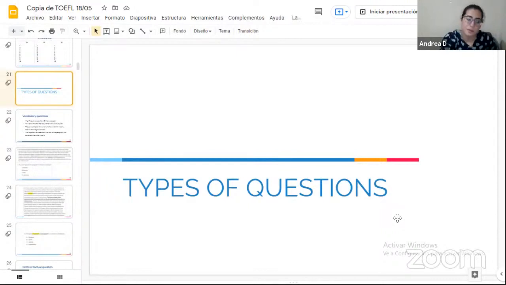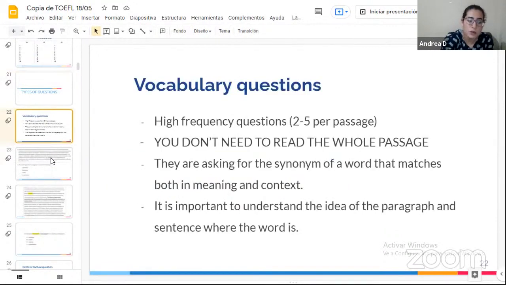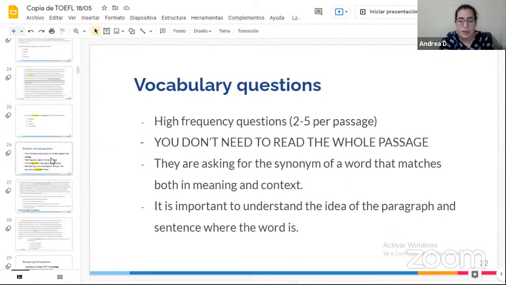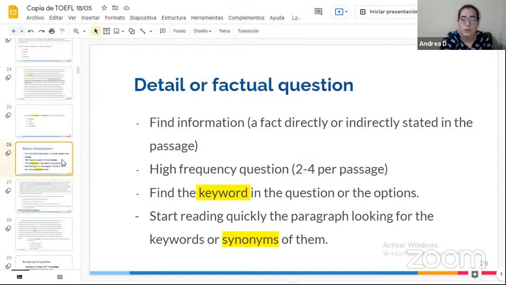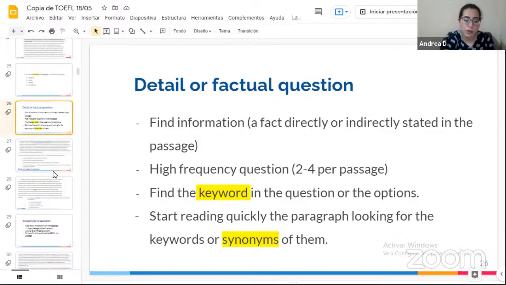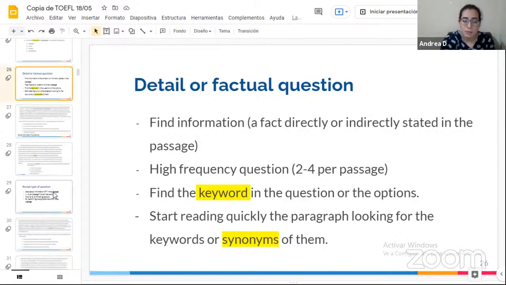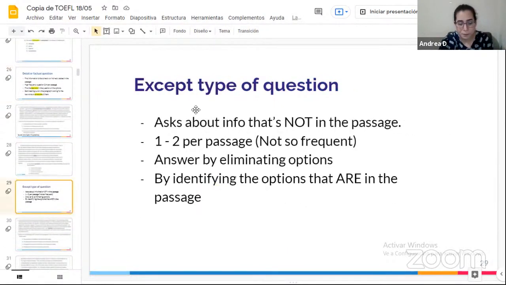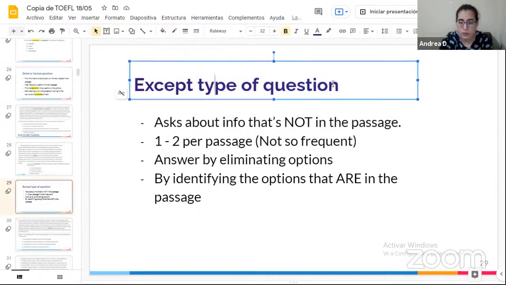Okay, then. We're going to continue with what we were doing. We started last class going over the types of questions you have in the reading section. Last class we went through vocabulary questions and also detailed questions. I said we were taking our time because those were important and very frequent types of questions. Today we're going to hurry up a bit more, but we're going to continue. The first one we will see is the exact type of question.